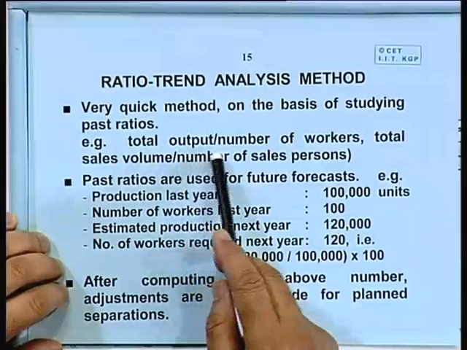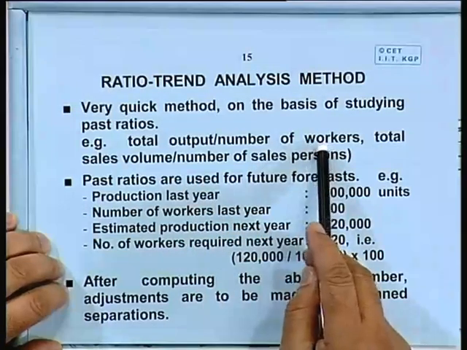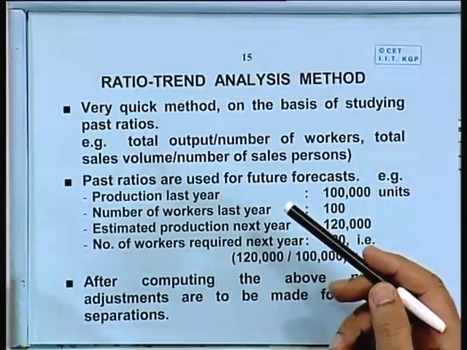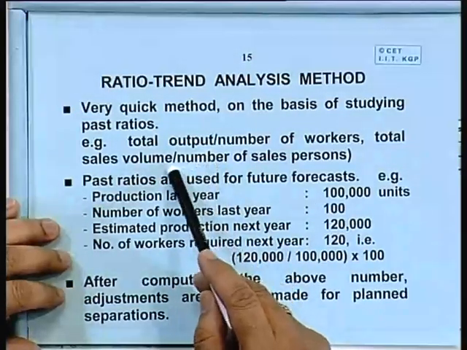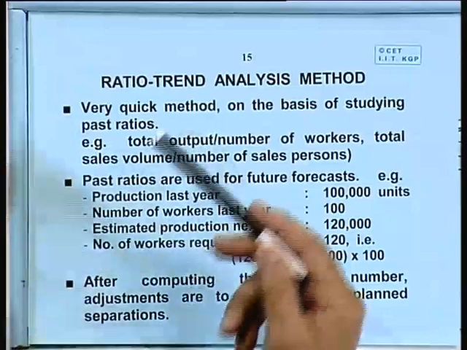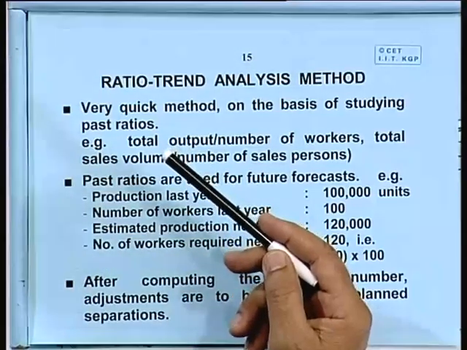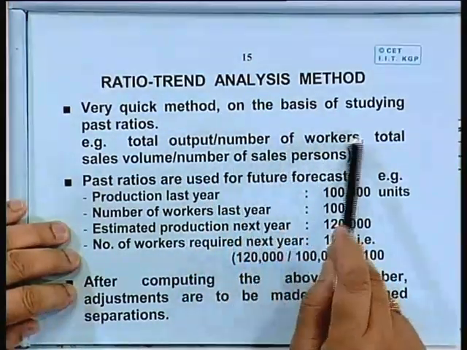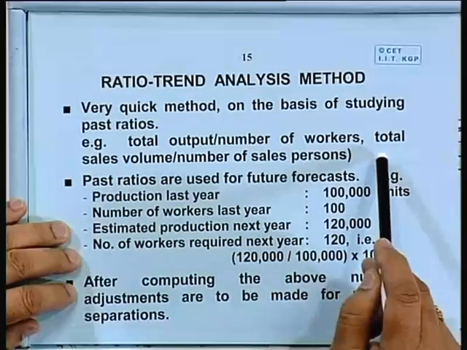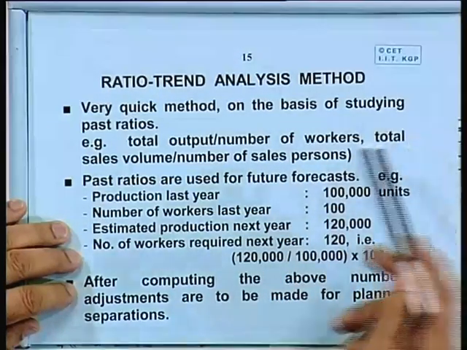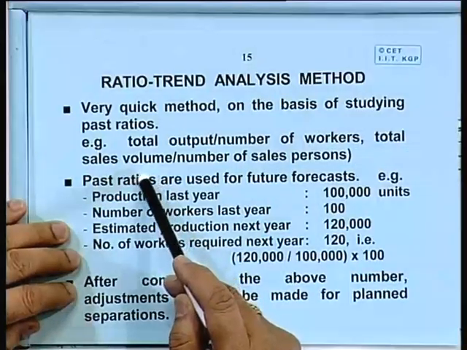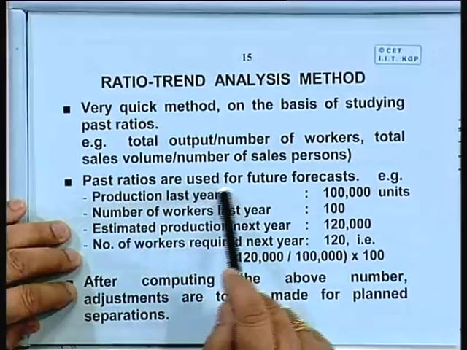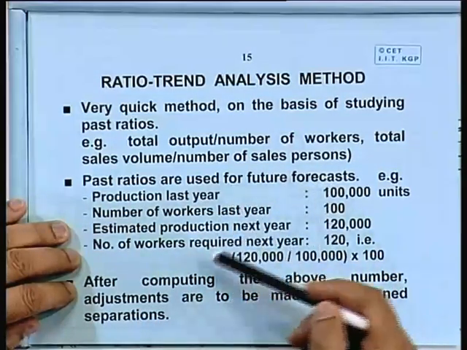So, for example, total output per number of workers, these are the parameters I am saying. Remember, we discussed in the last session some ratios. One may be where the numerator is output. Output means what? Production, number of units or even in rupees, but here it means number of units. Denominator, number of workers. It may be another ratio, total sales volume, let us say in rupees, by number of salespersons, which we said. Then past ratios are used for future forecasts.